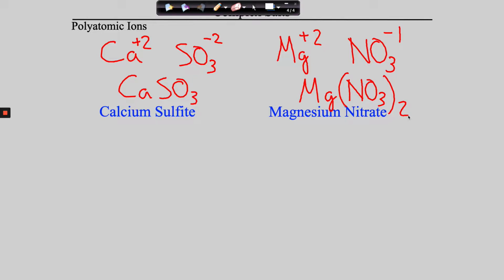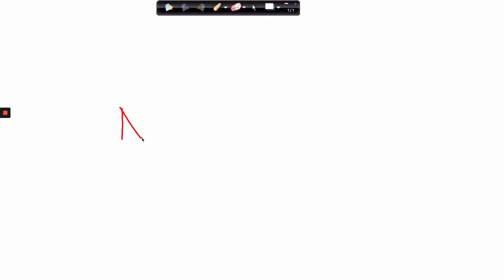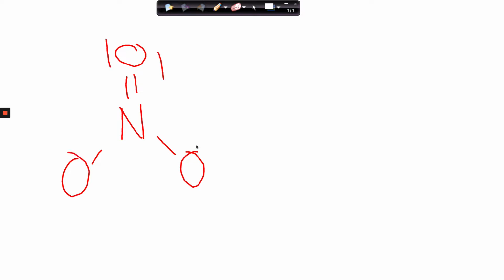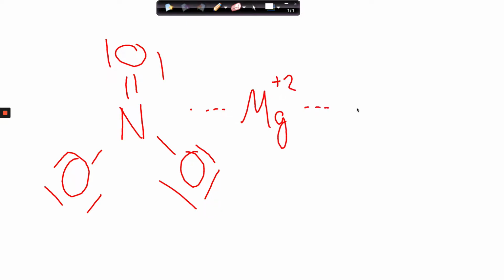Now guys, at this point, I have people that ask me, why don't you just make this N2O6? Please do not write this down, but let me show you. Guys, if you could see magnesium nitrate, this is actually what it would look like. You've got a nitrate right here. Here's its valence electrons. And then you've got an ionic bond to a magnesium with a +2 charge. And then you've got another ionic bond that goes over here to another nitrate.